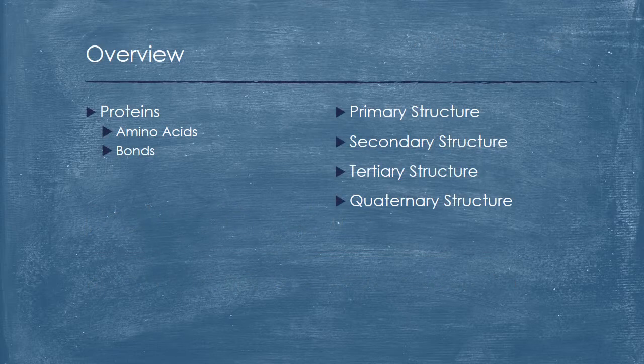So here is a brief overview of what I'm going to be going over in this video. I'm going to be talking to you about proteins, amino acids, bonds. I'm also going to be talking to you, of course, about the primary structure, secondary, tertiary, and quaternary. And I'm going to be explaining those throughout this video, so stick along.